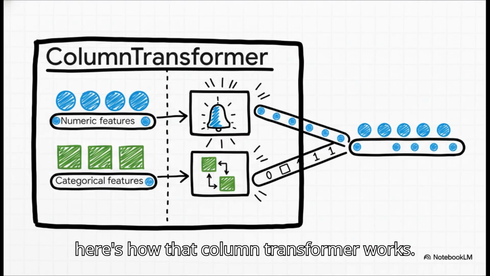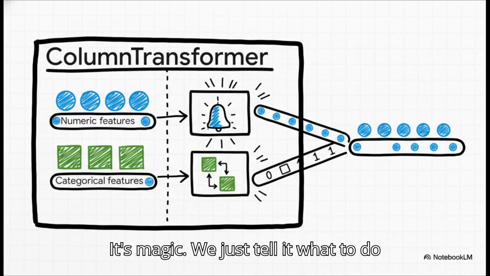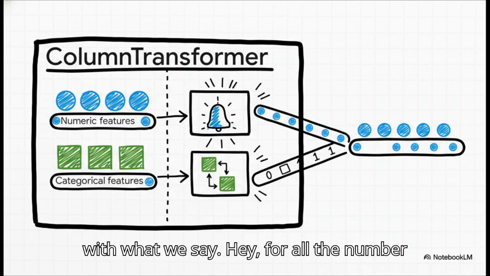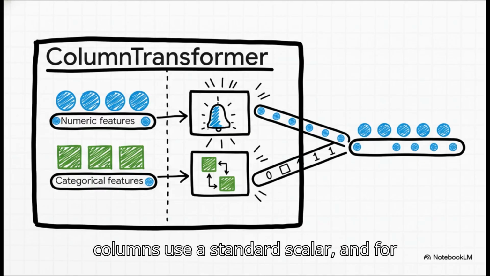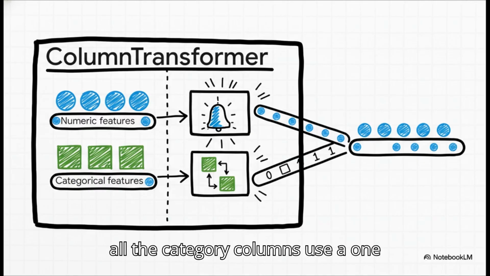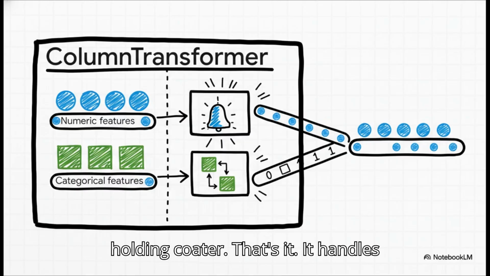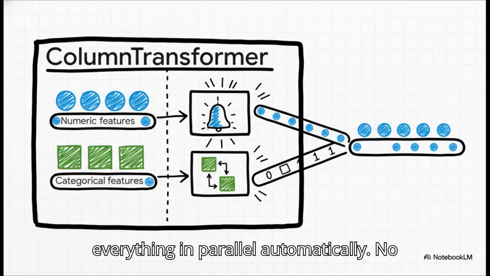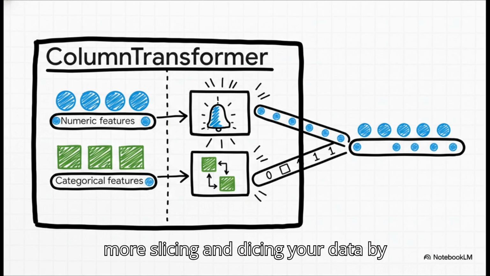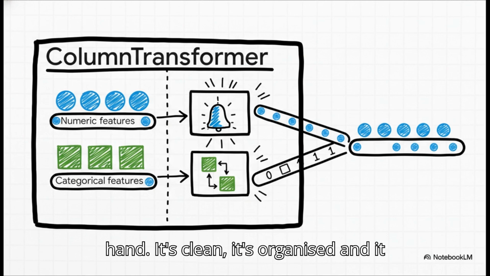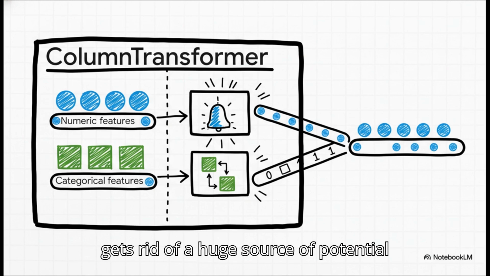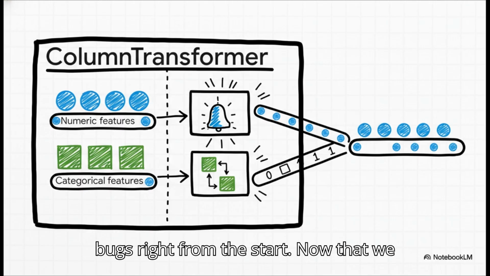And here's how that column transformer works its magic. We just tell it what to do with what. We say, hey, for all the number columns, use a standard scaler. And for all the category columns, use a one-hot encoder. That's it. It handles everything in parallel, automatically. No more slicing and dicing your data by hand. It's clean, it's organized, and it gets rid of a huge source of potential bugs right from the start.